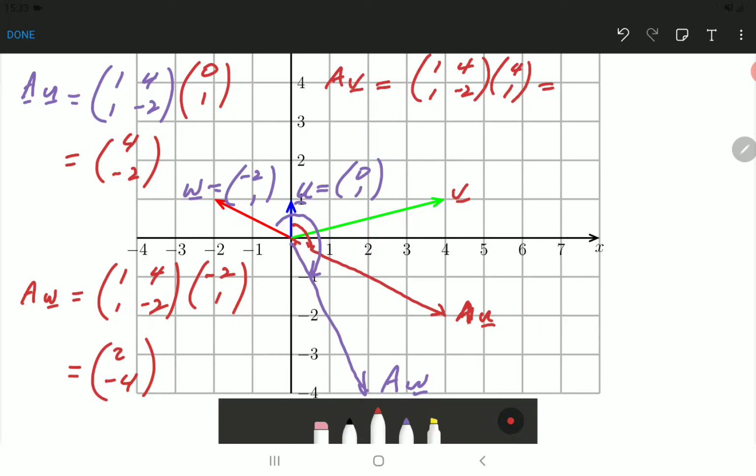So 1 times 4 plus 4 times 1 is 8. And then 1 times 4 and then minus 2 is 4. So this is 8, 4. So 8, 4 is right there. So the image of V is actually going to have the same direction as V.